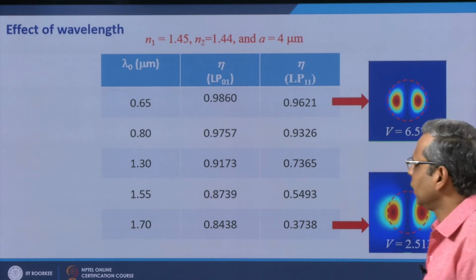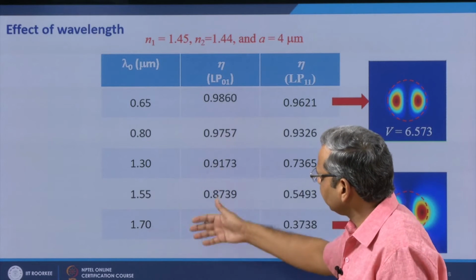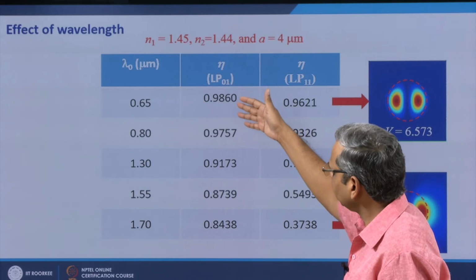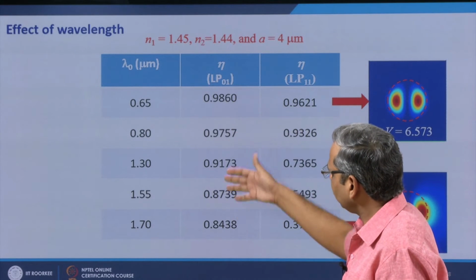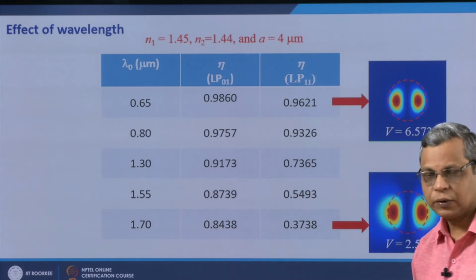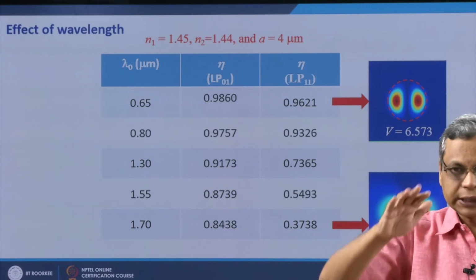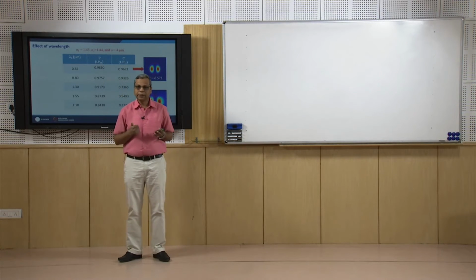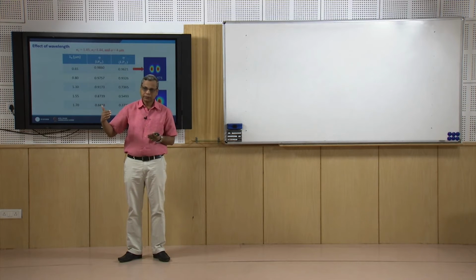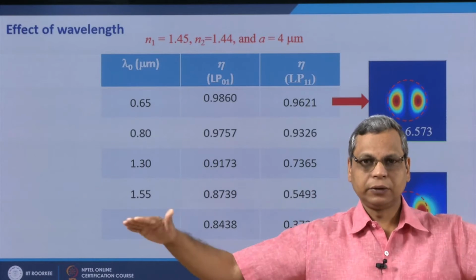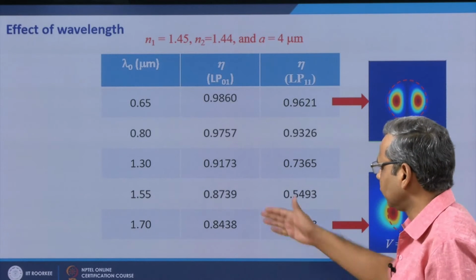So, as I increase the wavelength, I see the general trend that the power in the core for a given mode decreases. As I increase the wavelength, the mode spreads out, because I know if I increase the wavelength, it means I am decreasing the value of V and the mode approaches cutoff, and when a mode approaches cutoff, the field spreads out. So, the fractional power in the core would decrease.